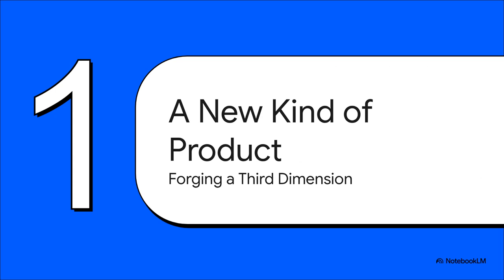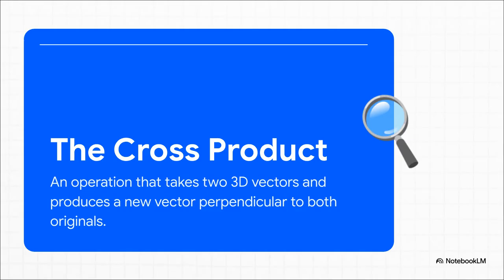Well, we're going to need a special kind of mathematical tool, a new type of product that's designed specifically for this one job, to forge that third perpendicular dimension. And that tool is called the cross product. Now, you might have heard of the dot product, which takes two vectors and gives you a single number. The cross product is totally different. You put two vectors in, and you get a brand new vector out. And the most important thing, the whole point really, is that this new vector is guaranteed to be perfectly perpendicular to the two you started with.